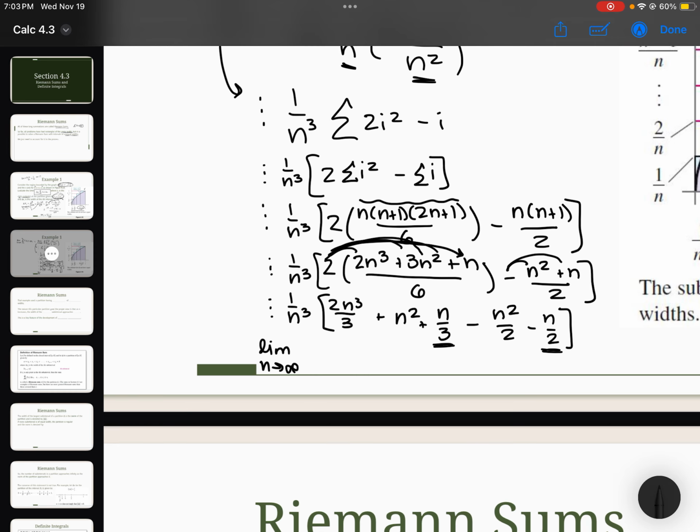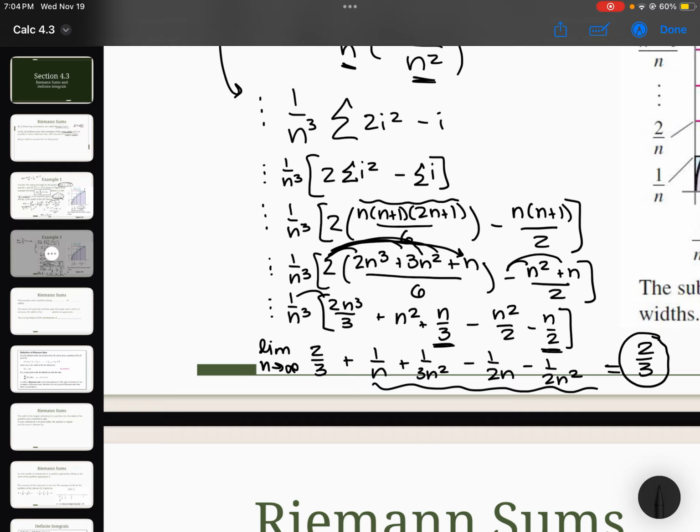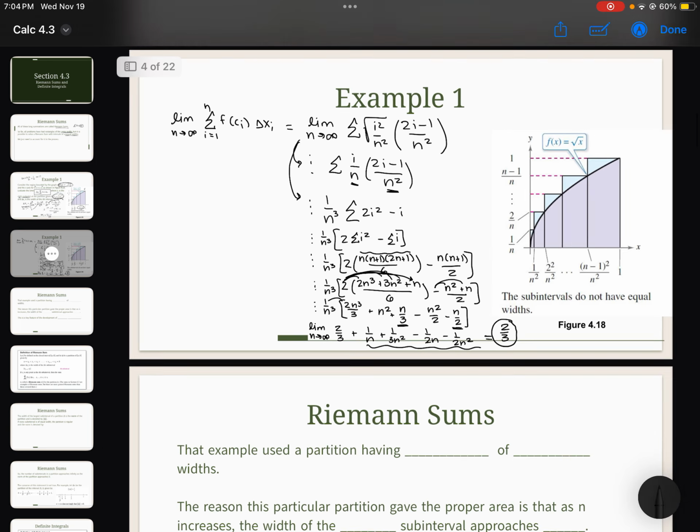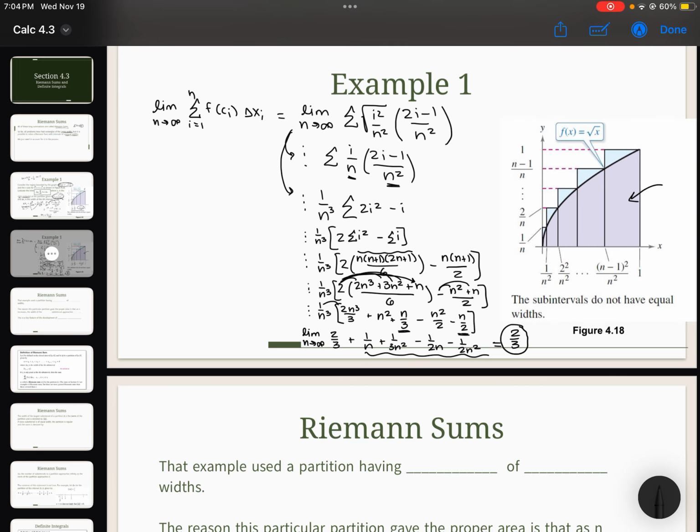So as I distribute that, I'm going to get just 2/3. Then plus 1 over n. Then plus 1 over 3n squared. Minus 1 over 2n, minus 1 over 2n squared. When you guys actually take the limit, all of these terms drop out. Again, think small over big. We're left with just 2/3. So the area under this curve with variable widths, I'll zoom back out, that area is just going to be equal to 2/3.